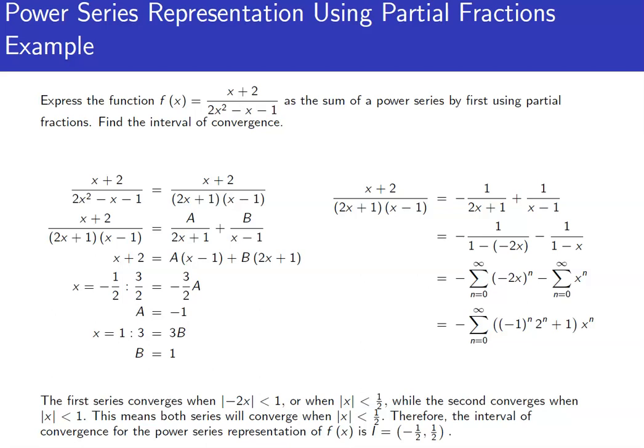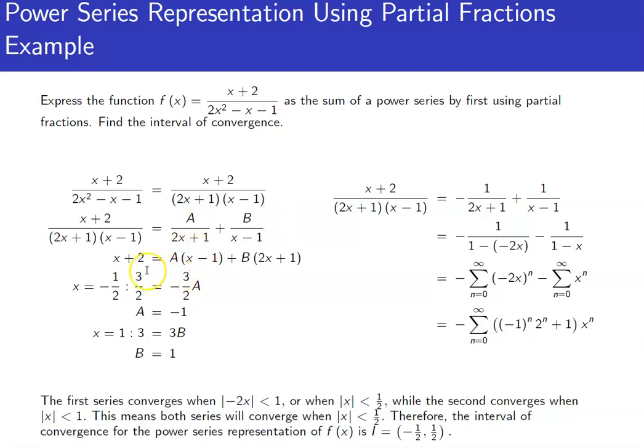So remember that for partial fraction decomposition, we need to factor our denominator so that we can see what the form of the partial fractions is going to be. So the denominator factors as 2x plus 1 times x minus 1. So we have our x plus 2 over 2x squared minus x minus 1 has to be a over 2x plus 1 plus b over x minus 1, and we need to figure out what a and b are.